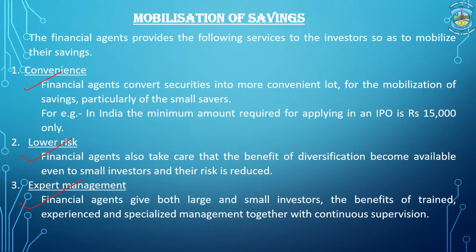For example, in India the minimum amount required for applying in an IPO is 15,000 rupees. Any individual or retail investor having 15,000 rupees can invest in an IPO. Lower risk is the benefit of diversification. You do not need to keep all your eggs in one basket, you can diversify in different asset classes so as to lower your risk. And then expert management is a must. There are financial advisors who give you expert opinion about the investment, so that you do not take much risk and your investments are safe.